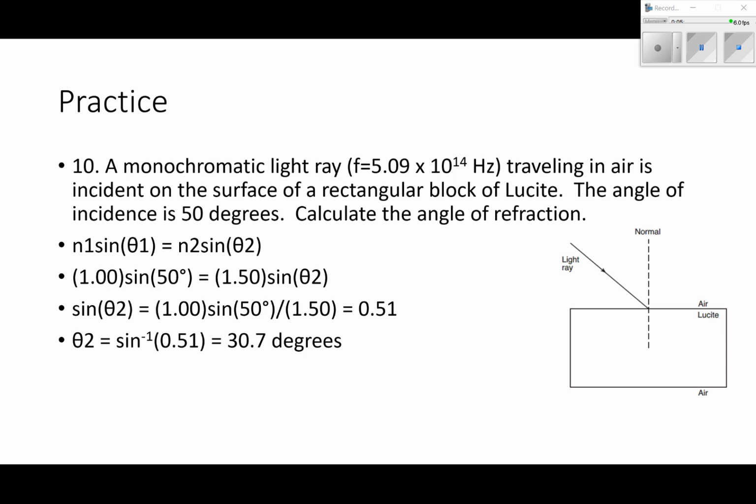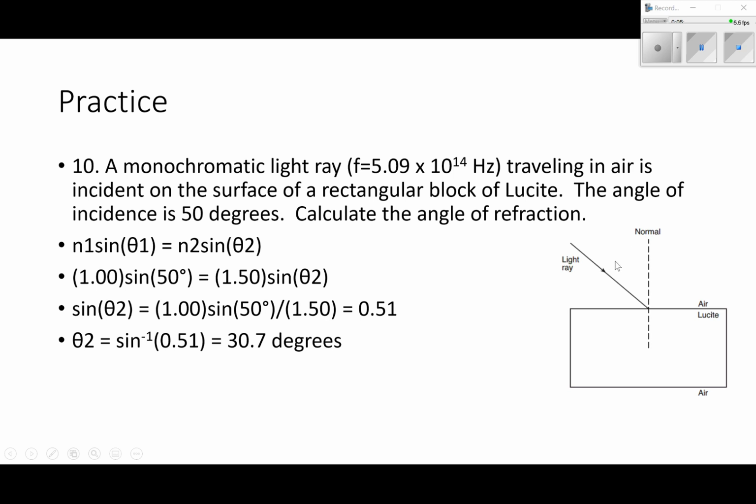All right. Number 10, a monochromatic light ray traveling in air is incident on the surface of a rectangular block of lucite. Lucite is a type of glass. The angle of incidence is 50 degrees. Calculate the angle of refraction. So we're going to do n1 sine theta 1 equals n2 sine theta 2. 1.00 sine of 50 degrees. The 1.00 because it's air. 50 degrees is the angle of incidence. So this is air, and we're at 50 degrees right here.